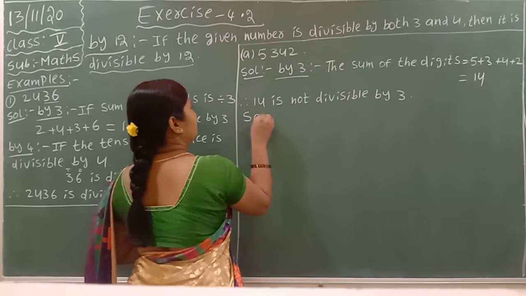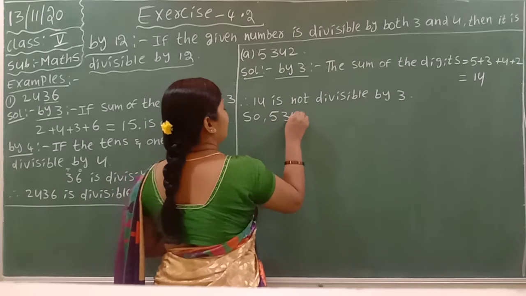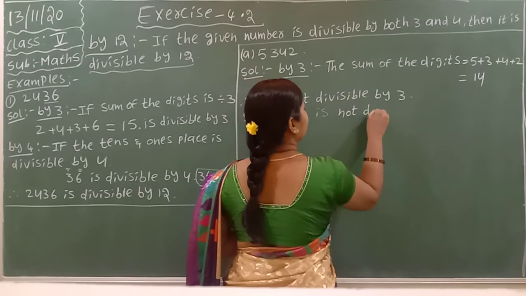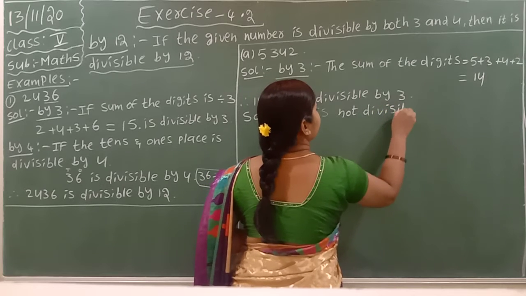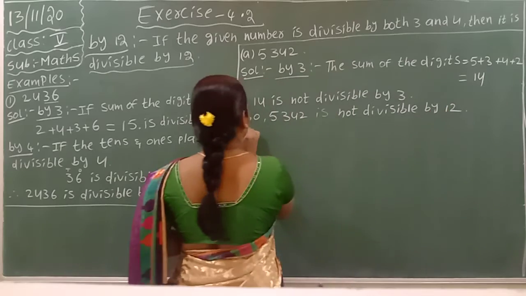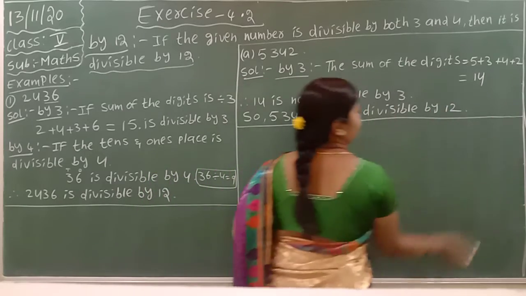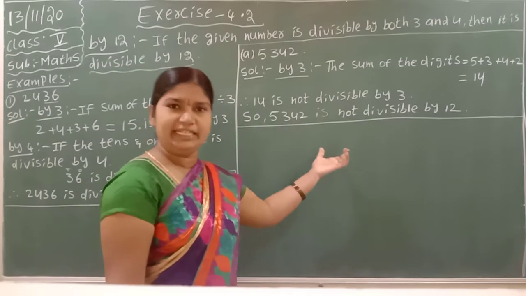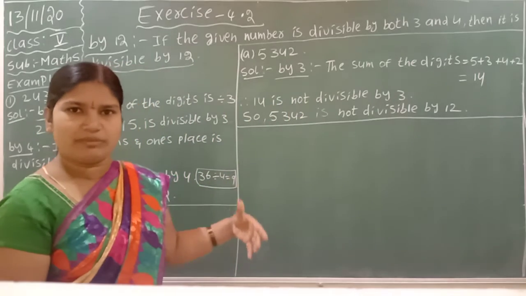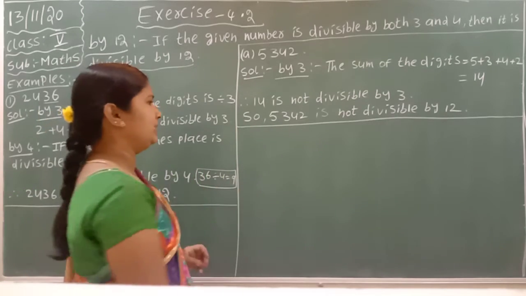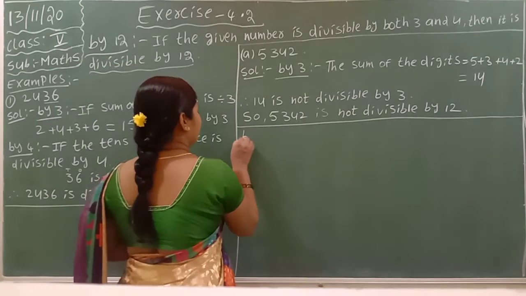Then, so, 5342 is not divisible by 12. You can say directly like this. Okay? If it is divisible by 3, then only check whether it is divisible by 4 or not. If not possible, no need to check. That is the next question.